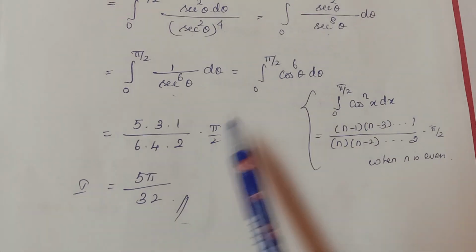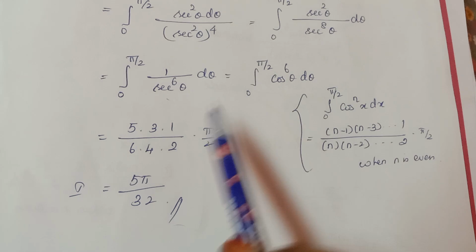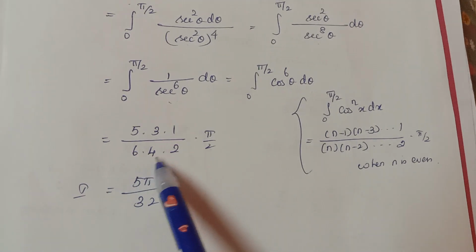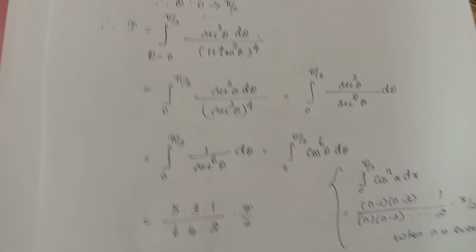Okay, so start with 5 in the numerator and go up to 1, and in the denominator start from 6 and go up to 2. So 5 into 3 into 1 by 6 into 4 into 2, multiplied by pi by 2. So the answer is 5 pi by 32.